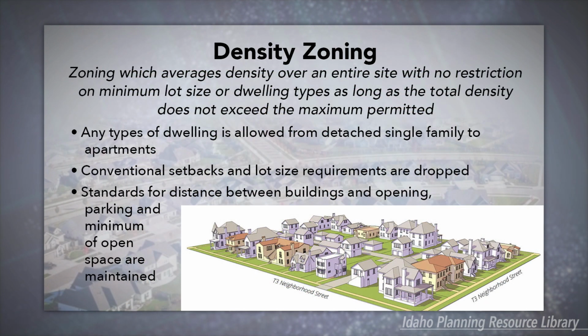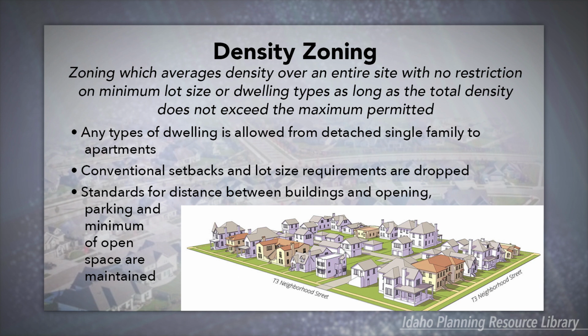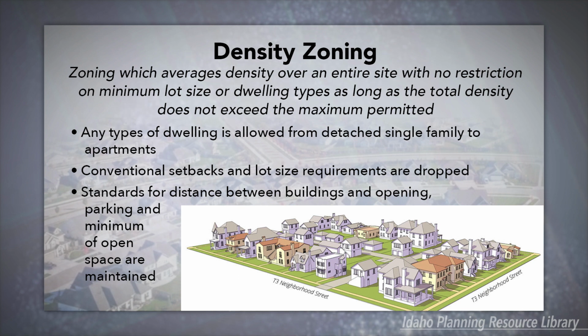Density zoning is a further extension of cluster zoning. It offers the community and the developer substantial flexibility in site design if overall density restrictions and other requirements are met. Under this approach, any type of dwelling is permitted, from detached homes to apartments, so long as total density does not exceed the maximum permitted. It is also similar to planned unit development that is the subject of another video in this series.